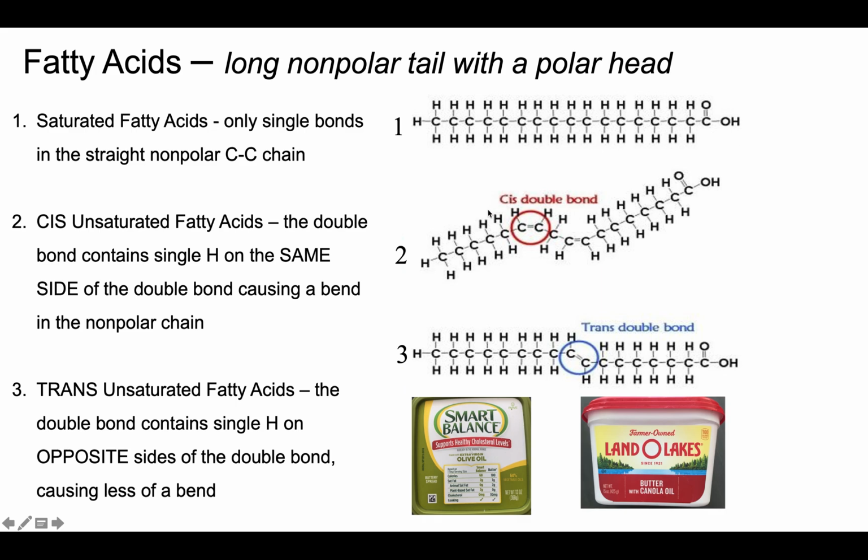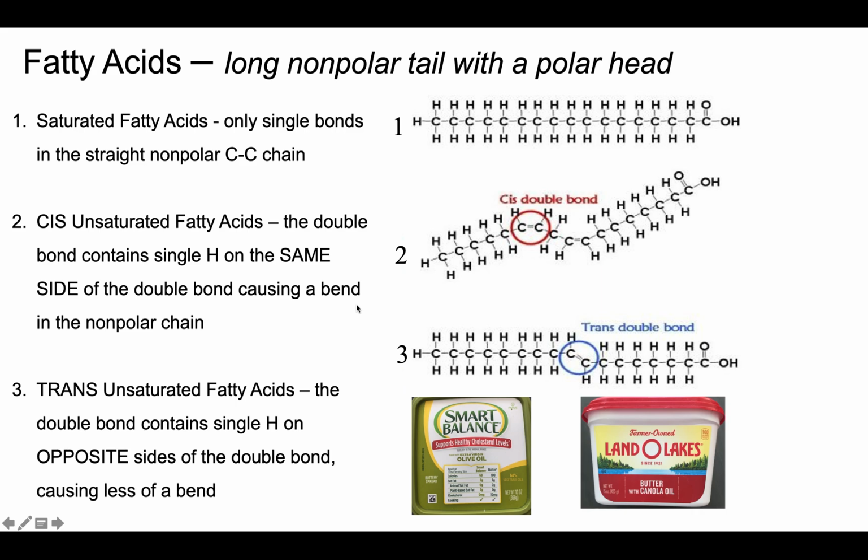A cis unsaturated fatty acid has a double bond that contains a single hydrogen on the same side of the double bond. This causes a bend in the nonpolar chain. For example, look at this cis double bond here. Both hydrogens are on this side of the double bond. This makes a large kink or bend in the structure.